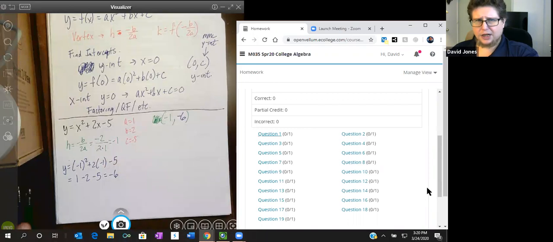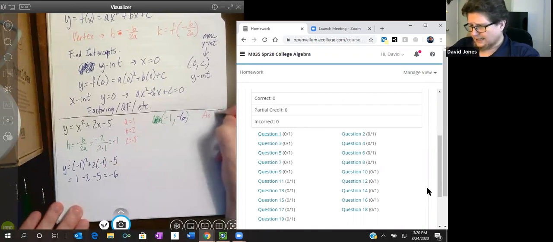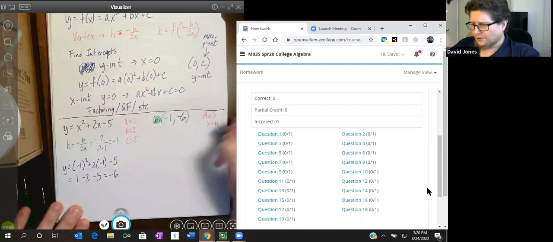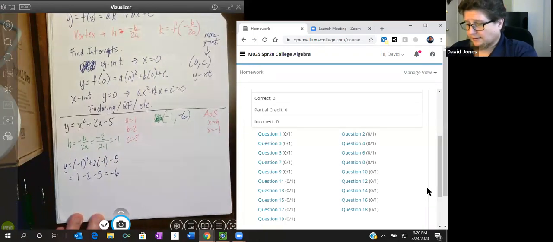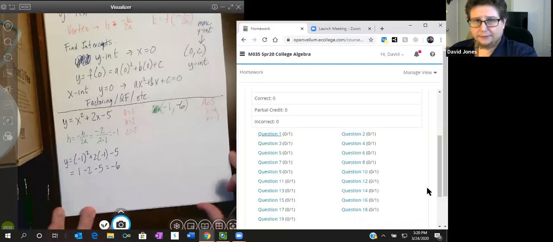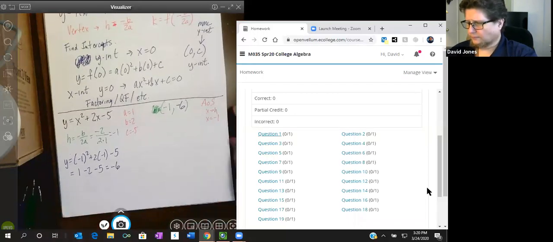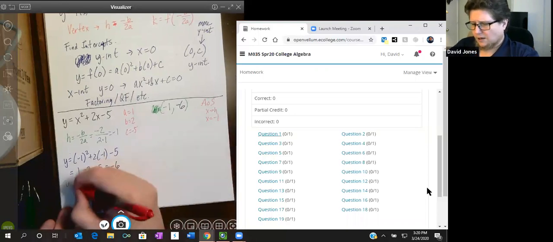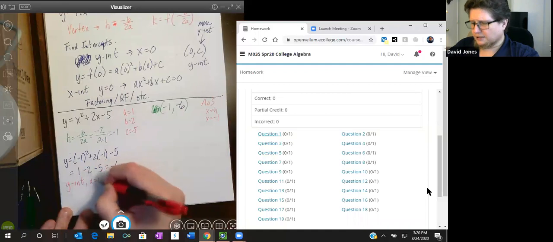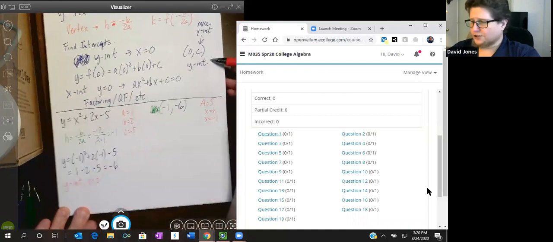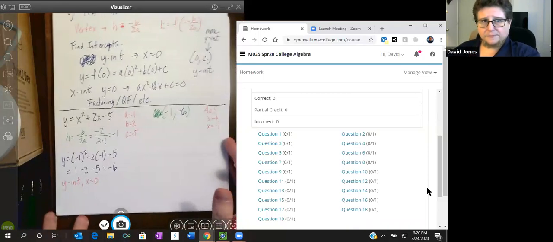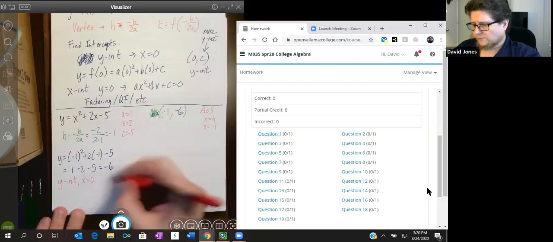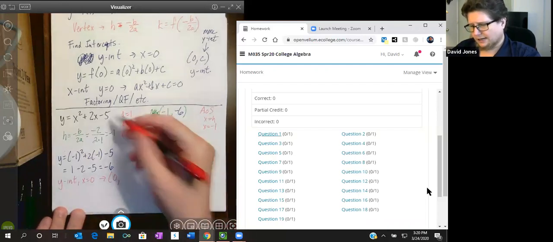The axis of symmetry has not changed. It's still x equals h, where x equals negative 1. The y-intercept here is easy. For the y-intercept, x equals 0. As we showed up here, it's just the value at the end. Okay? 0, negative 5.